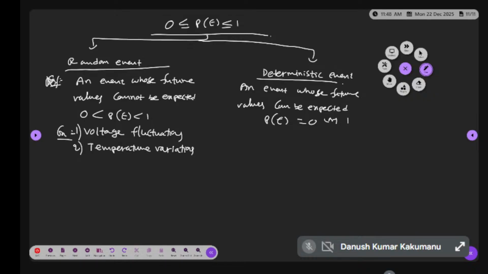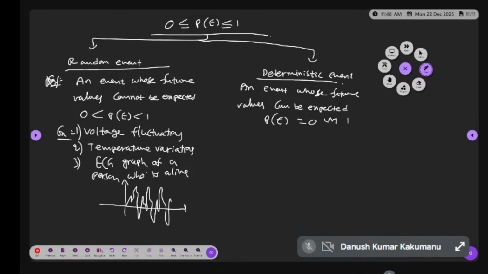Temperature variations. Third example, the ECG graph of a person who is alive. The ECG graph of a person who is alive is a zigzag graph, all of you know? Random. As age crosses 30, 35, 40, then every 6 months or 1 year we have to check the ECG graphs. ECG graph of a person who is alive. ECG graph of a person who is dead: how does the graph appear? A line, a DC line.